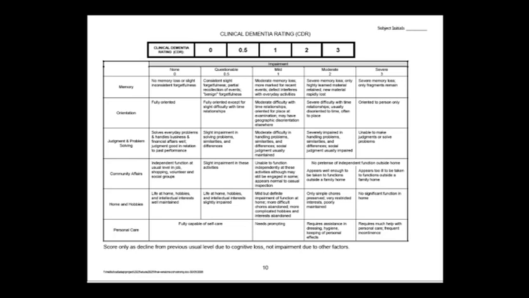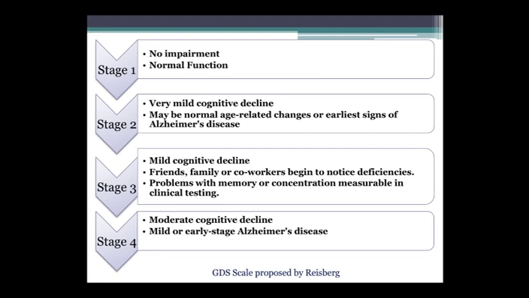This is just to show you that there are other grading criteria. So there's a clinical dementia rating proposed by the National Association of Neurology that has four stages. It starts from no alteration to questionable to mild, moderate, and then severe, but this is not as widely used as the Global Deterioration Scale. So the Global Deterioration Scale has 7 stages.